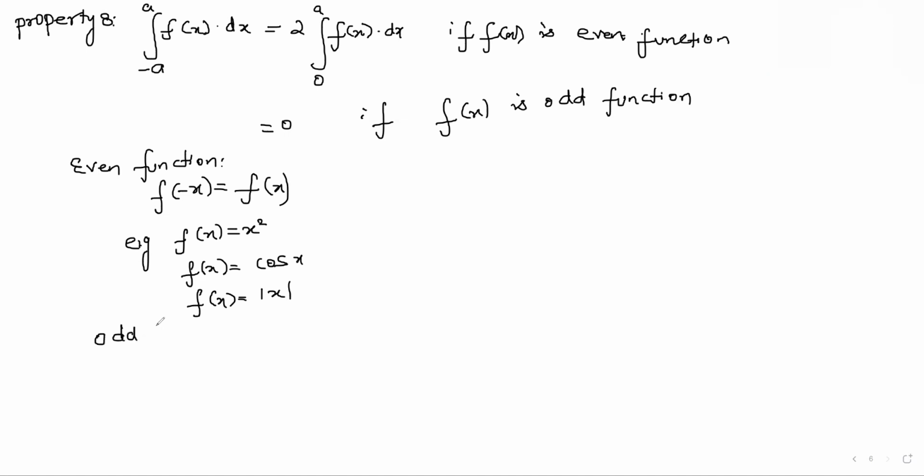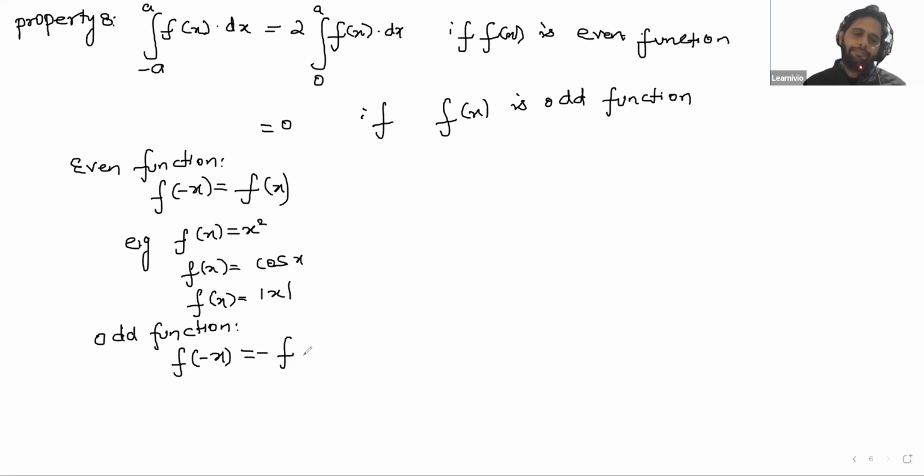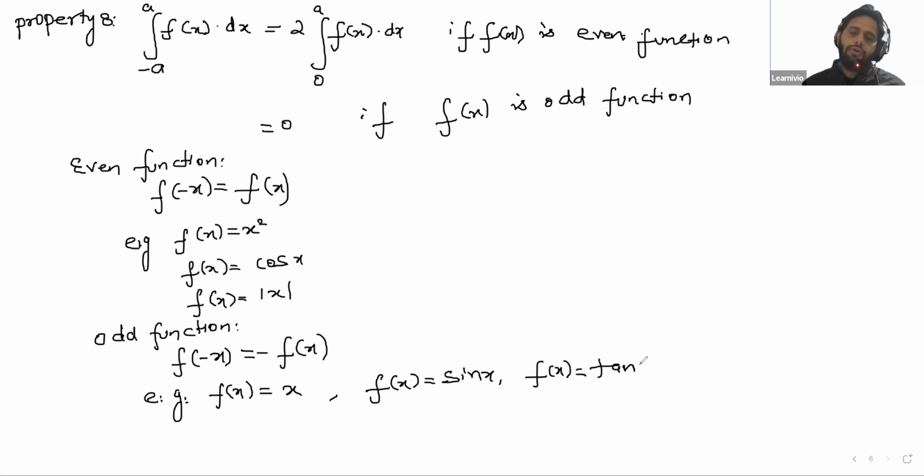Now next is odd function. So what is the odd function? If f minus x is equal to minus fx, then we will say that this is an odd function. For example, fx is equal to x, fx is equal to sin x, fx is equal to tan x. So all these are examples of odd function. Okay, so this is clear.